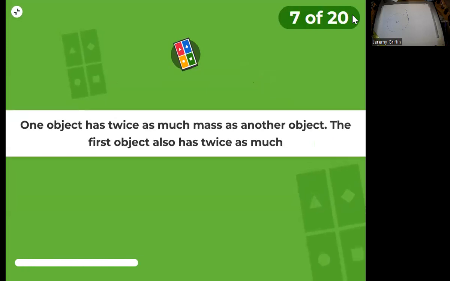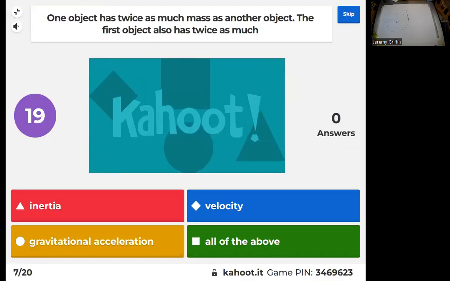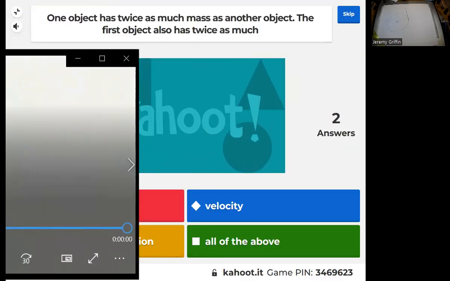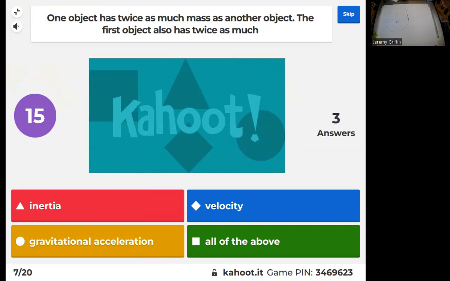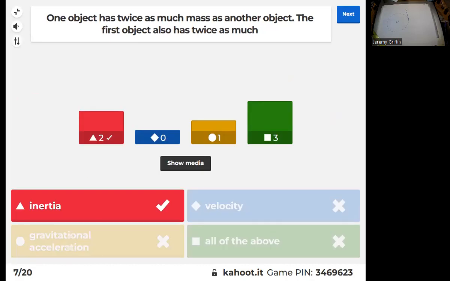An object has twice as much mass as another object. That means it also has twice as much inertia. Yeah. So twice the mass, twice the inertia. Okay.